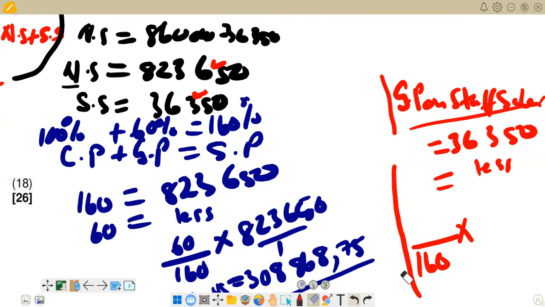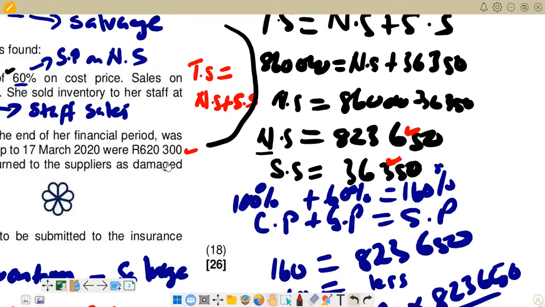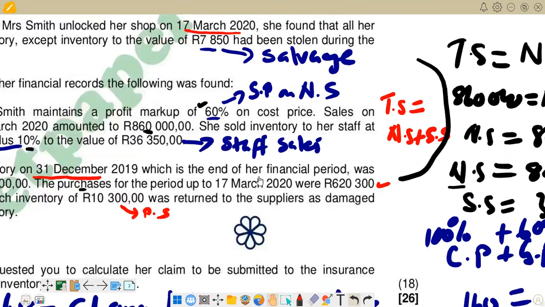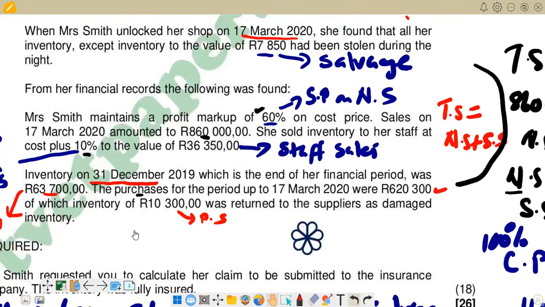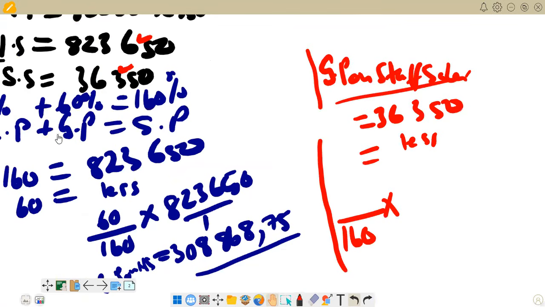here, we can just remove that one. Let's go back there to check what the question is saying. Right, if you come here, you would see that for the staff sales, she sold inventory to staff at cost price plus 10%. So this is the markup on staff sales, 10%. So we are going to use 10%, not 60% there. So for staff sales, it's 10%.